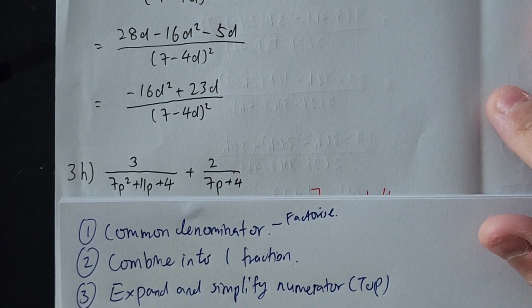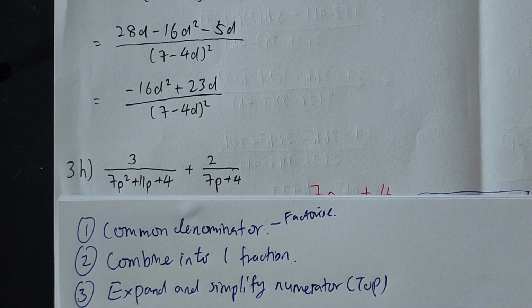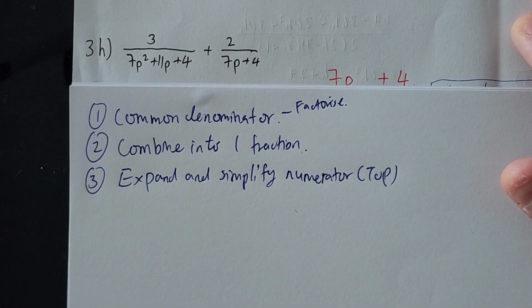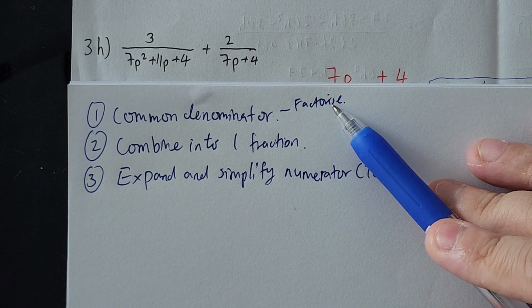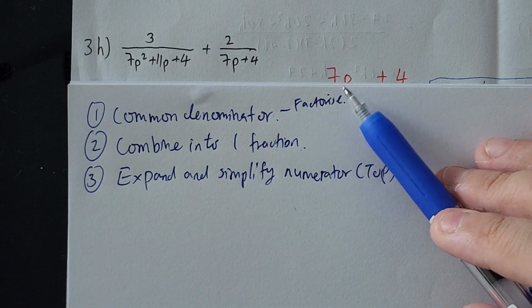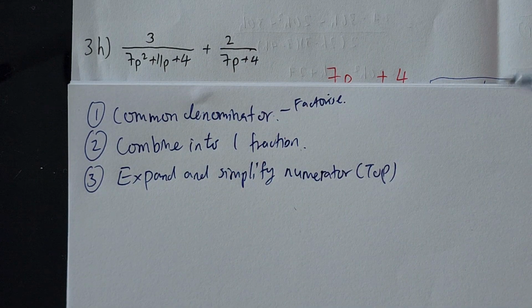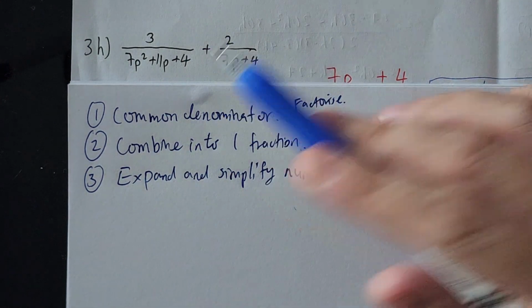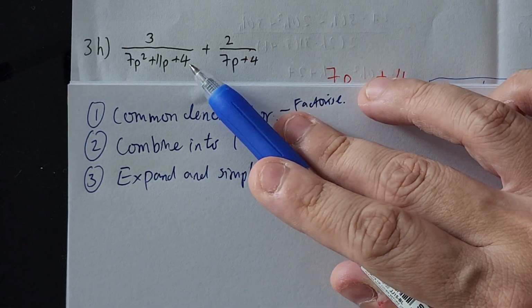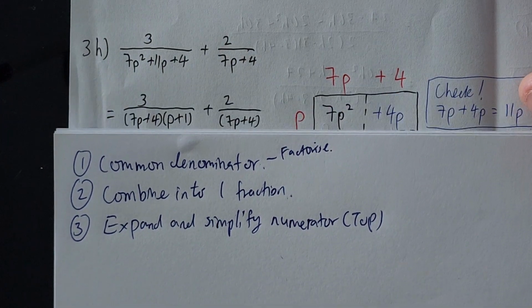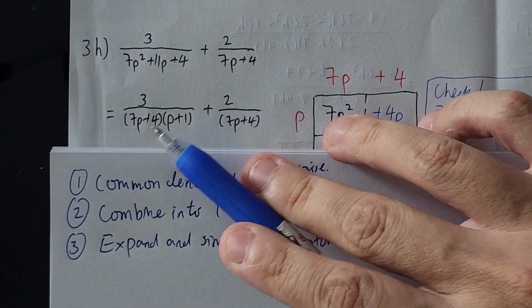Now question 3H is basically a combination of question 2 and what we have seen in 3D. First step, common denominator. From question 2 we know that I need to factorize, but now this factorization cannot be done by common factor. It's not a special product, so I can only factorize by the cross method. Now I'll show you the solution first. This is the solution.